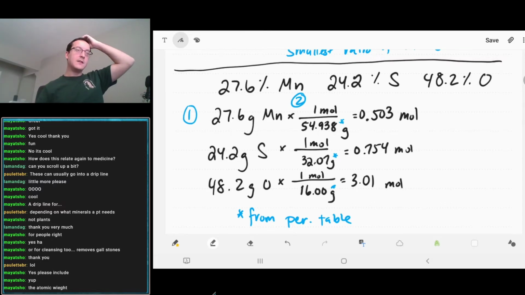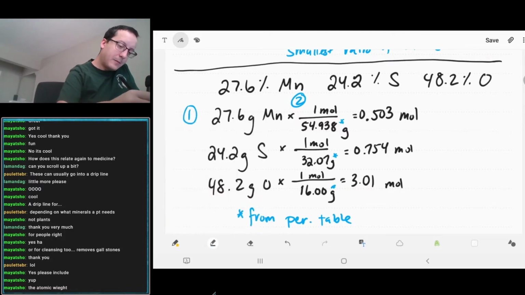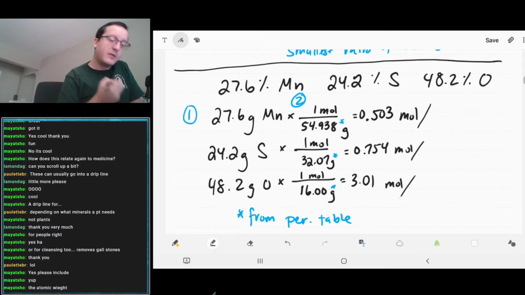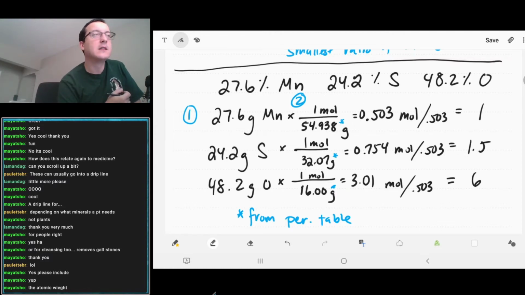Third step was we want a ratio, right? So we have to divide by the smallest number. And so with this, our smallest number is 0.503, right? That's the smallest of those three. And doing that, we're going to get 1, 1.5, and 6.